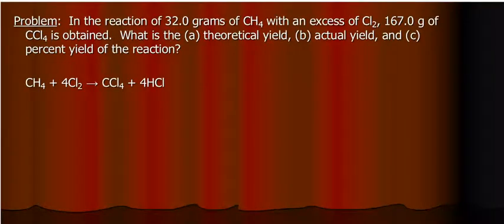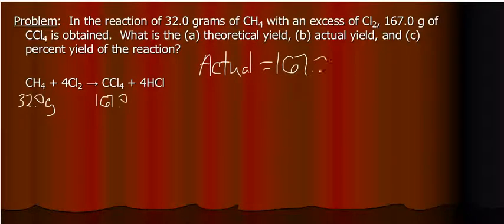So I'm giving you a balanced chemical equation here. I want to know the theoretical yield, actual yield, and percent yield. I've got 32 grams of CH4. I'm given a mass of CCl4, and I want to know those three yields. Anytime you're given a product, that is the actual yield. So the actual yield, again, you will be given, is 167 grams of the carbon tetrachloride. That is what is actually produced in a laboratory situation.